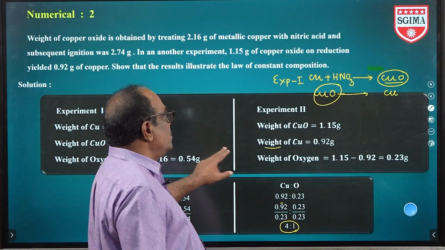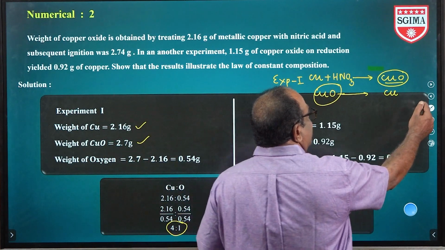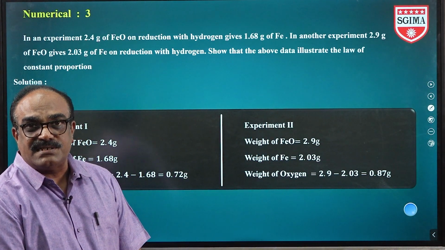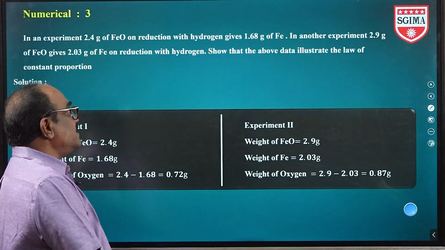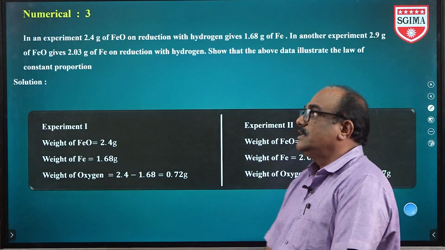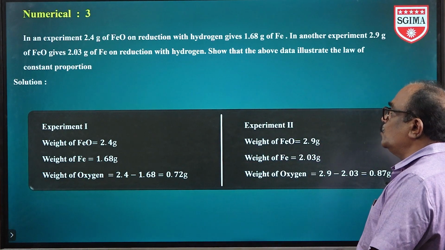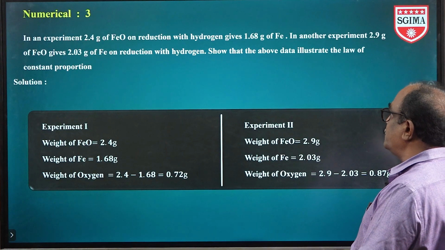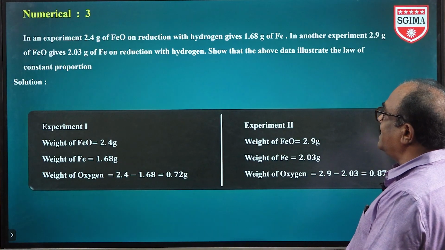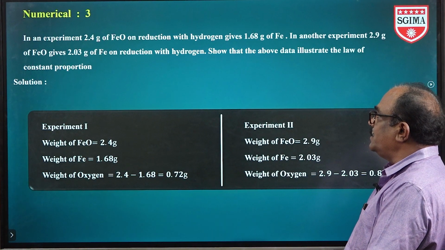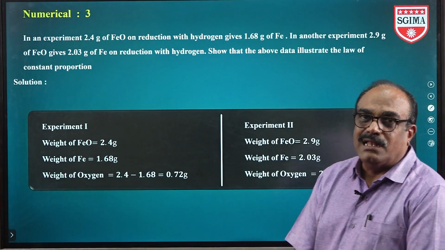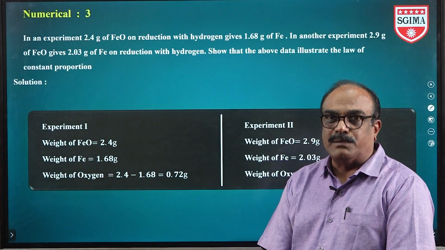Now, let us go to the next slide. Another numerical is given here, of iron oxide. Please read the question. In an experiment, 2.4 grams of iron oxide on reduction with hydrogen gives 1.68 grams of iron. In another experiment, 2.9 grams of iron oxide gave 2.03 grams of iron on reduction with hydrogen. Show that the above data illustrates the law of constant proportions or law of definite proportions.